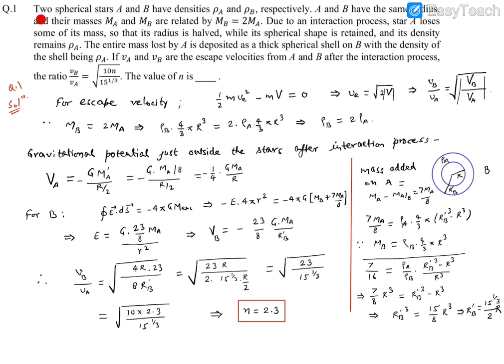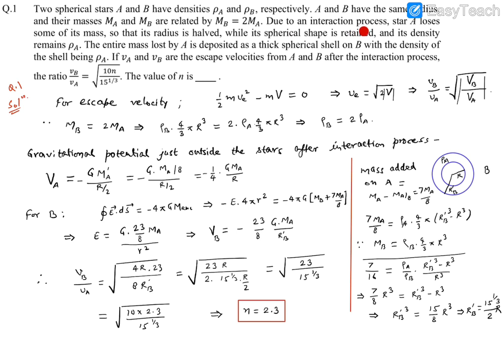This is question number 1, 2022 JEE Advanced paper. It says two spherical stars A and B have densities rhoA and rhoB respectively. A and B have the same radius and their masses are MA and MB respectively, and they are related like this: MB is equal to twice MA.